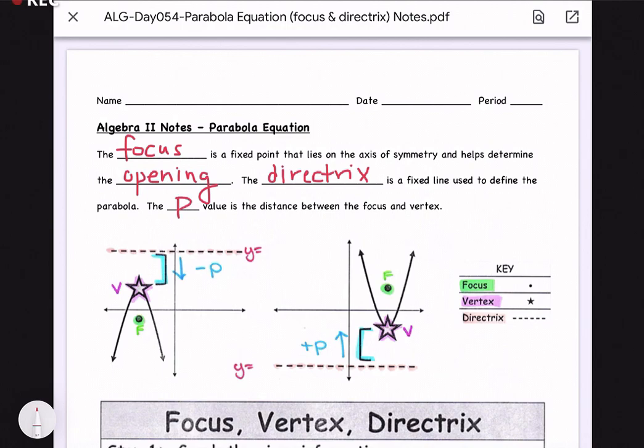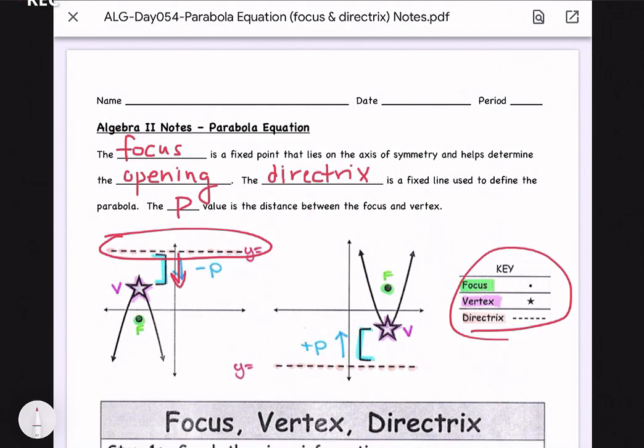And then finally we have the p-value, which is the distance between the focus and the vertex, and the directrix and the vertex. So if you look at a couple examples, we have focus, vertex, directrix over here. We see this parabola opening down on the left. We have our directrix up here, and we can see our p-value is negative because from directrix to the vertex we are moving down, and then our parabola opens around the focus.